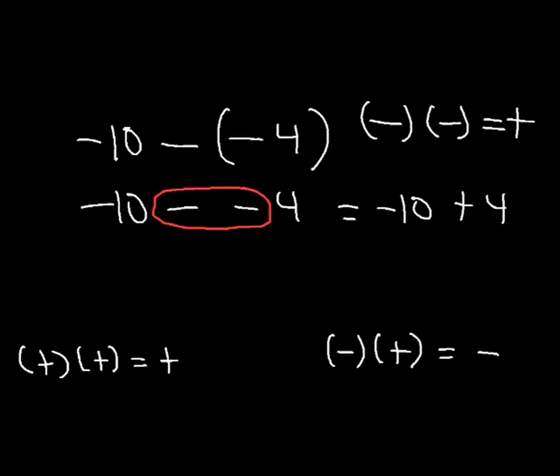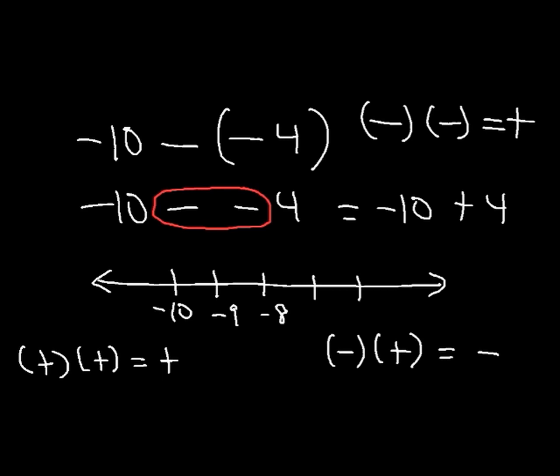So what we have is negative 10 plus 4. Starting from negative 10, we're going to add 4 units, or go 4 units to the right. So 1, 2, 3, 4. Negative 9, negative 8, negative 7, negative 6. Therefore, negative 10 plus 4 is equal to negative 6.